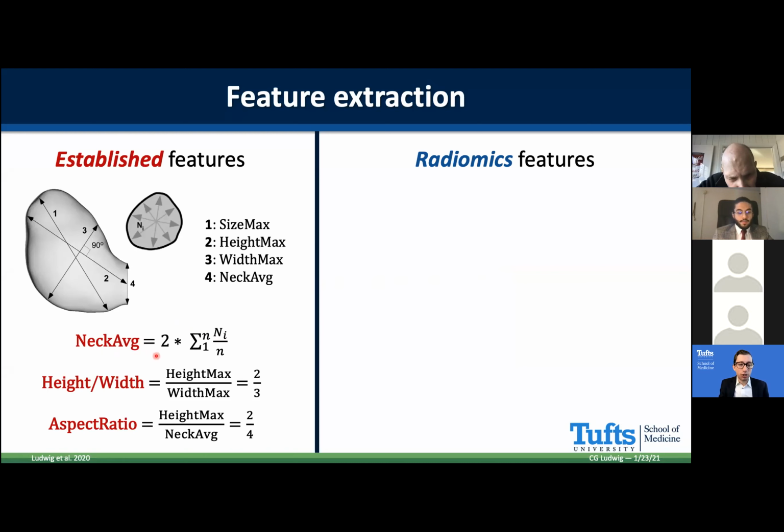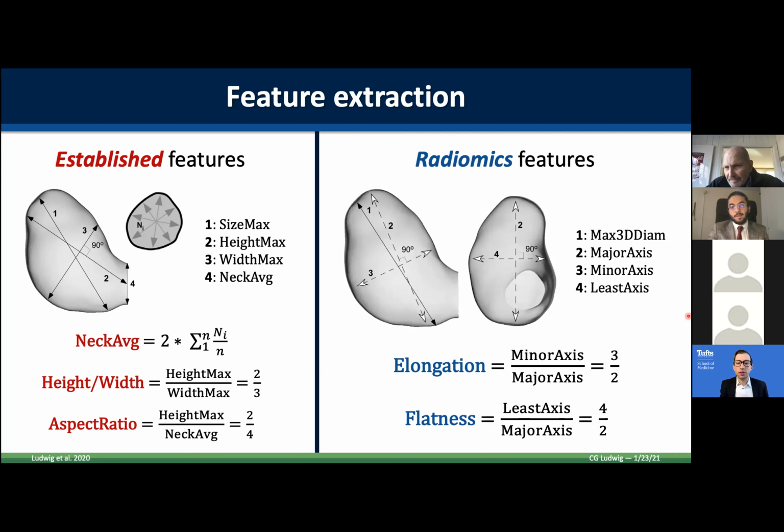Starting with the neck average. It describes how big the neck of the aneurysm is coming off of the parent vessel. Then we have the height-width ratio, which is line number 2 divided by line number 3, which gets at how long and skinny the aneurysm is. And then also the aspect ratio, line number 2 divided by line number 4. This one captures the difference between the volume of the bulk of the aneurysm, the body of the aneurysm, compared to the neck of the aneurysm through which the blood has to go through to enter the body of the aneurysm. Now let's take a look at some of those radiomics features.